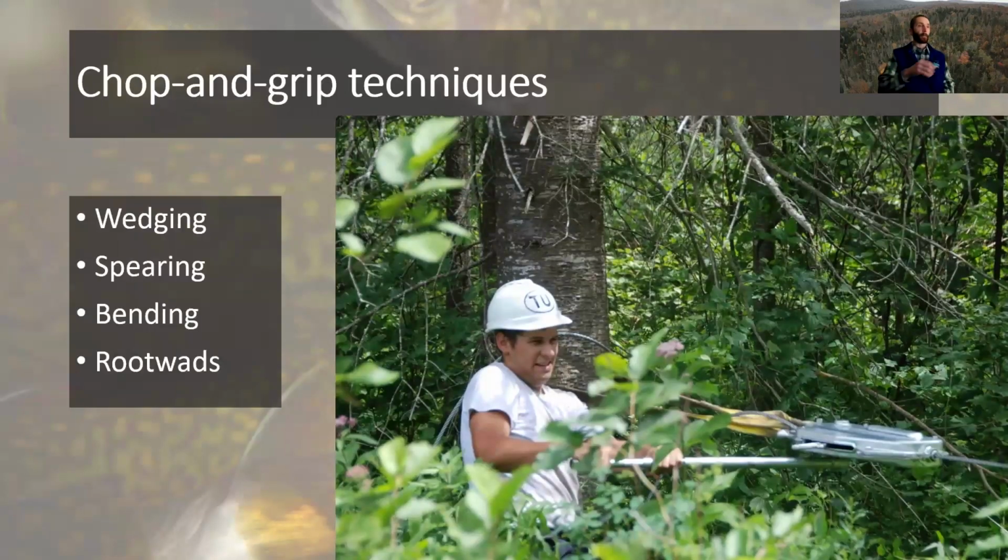I could talk a lot about chop and grip techniques. All I'm going to do is put up this slide and show the grip hoist. It's a big come along, and we use that to drag our trees once they're down, and we can wedge them in between standing trees or spear them into the bank. So taking extra steps to get that wood secure once it's down so that it's less likely to move when the flows come up.